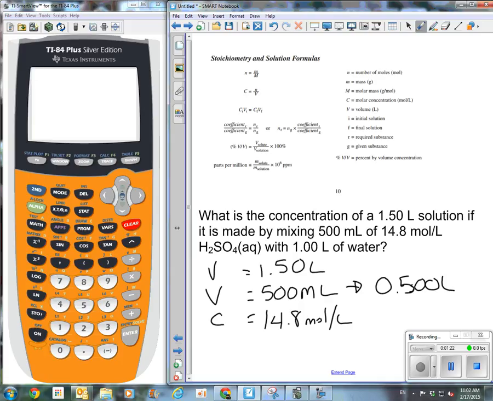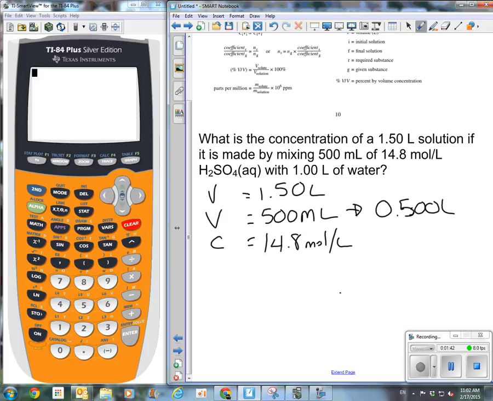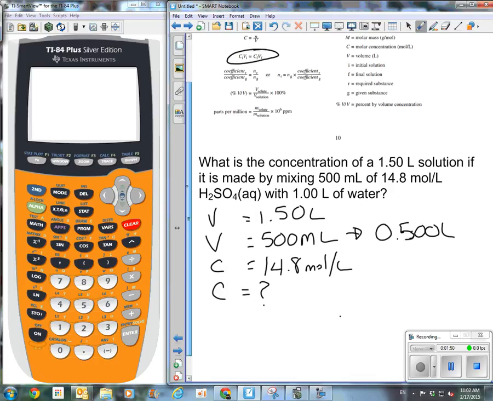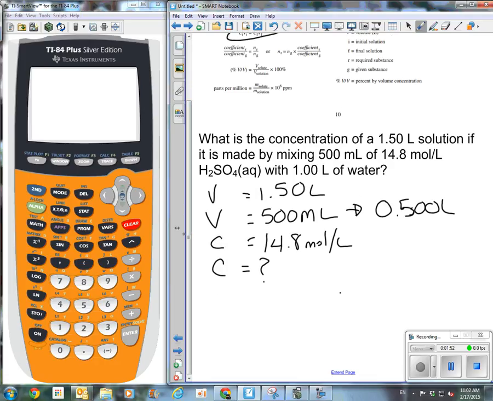So if I think about this, what is the concentration of a 1.5 liter solution if it is made by mixing 500 milliliters of a 14.8 mole per liter solution with 1 liter of water? The 1 liter plus the 500 milliliters is the 1.5, so I do have the right volume there. The question is asking me for a concentration. If I look back up here, I'm going to be using my dilution formula, which makes sense for the question.